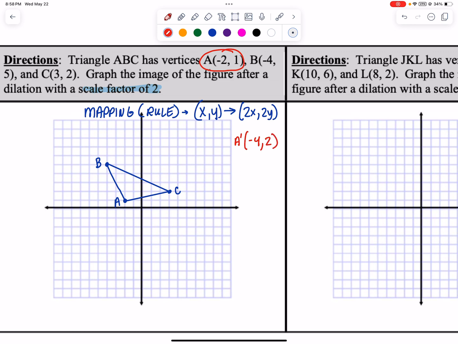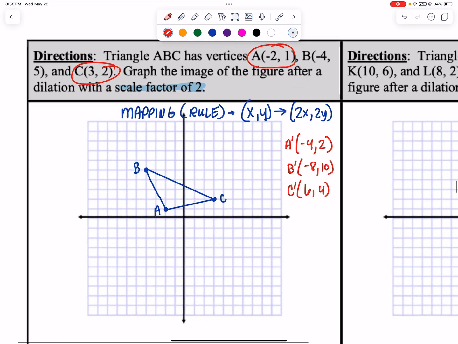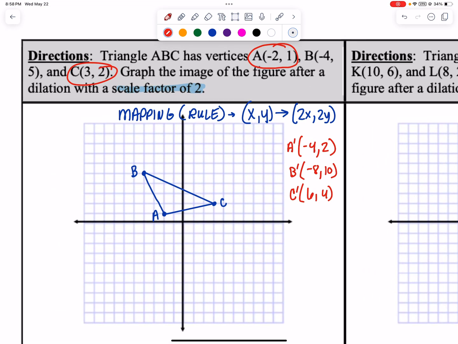What would B prime be? Well, -4 times 2 is -8, and 5 times 2 is 10. And then C prime: 3 times 2 is 6, and 2 times 2 is 4. Now all we have to do is plot those points, and we'll have the enlargement dilation.